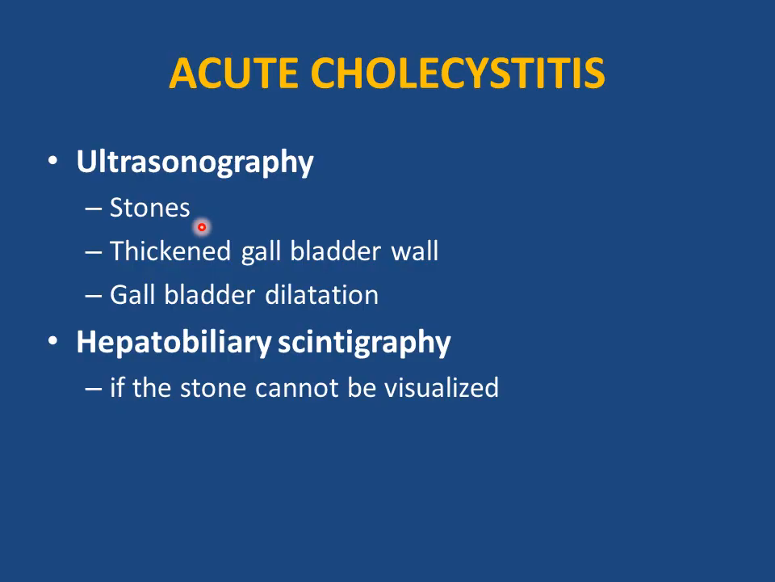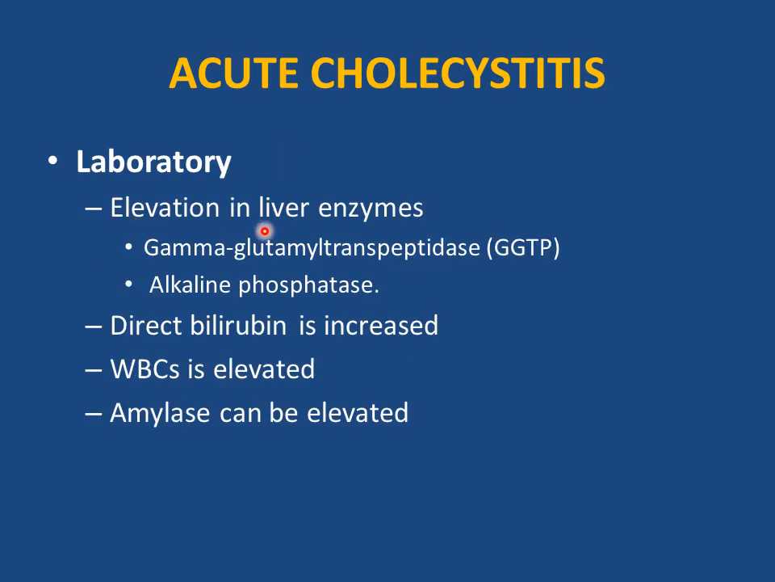Ultrasound may show the stones. Also, ultrasound may show the thickened gallbladder wall and gallbladder dilation. Hepatobiliary scintigraphy is indicated if the stone cannot be visualized. Liver enzymes can be elevated in acute cholecystitis. GGT can be elevated, alkaline phosphatase as well. Direct bilirubin, white blood cells, and amylase can also be elevated.